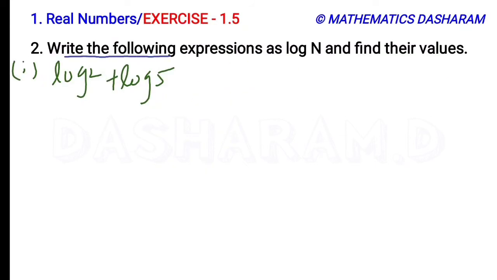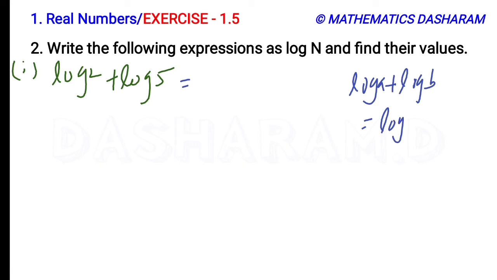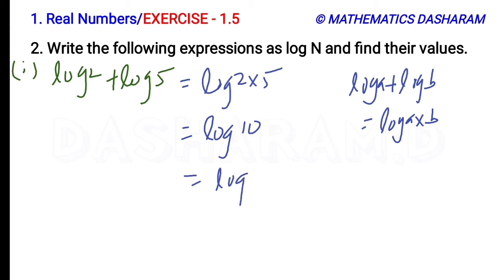Second bit, write the following expressions as a log n and find their values. So log n means single logarithm. First question, log 2 plus log 5. So here the suitable formula is log a plus log b is equals to log a into b. So then here log 2 into 5. So log 2 into 5 is 10. So when we don't have a base, then we can take the base as 10. So now log 10 base 10, answer is 1.